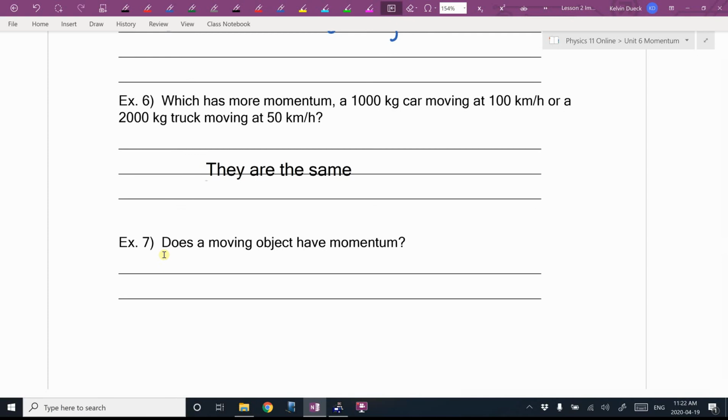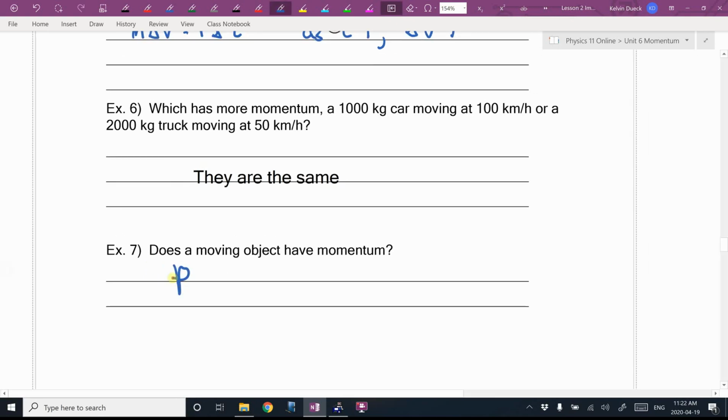Well, momentum is mass times velocity. So does a moving object have mass and velocity? Yes.